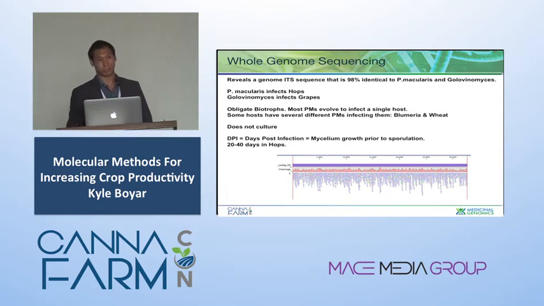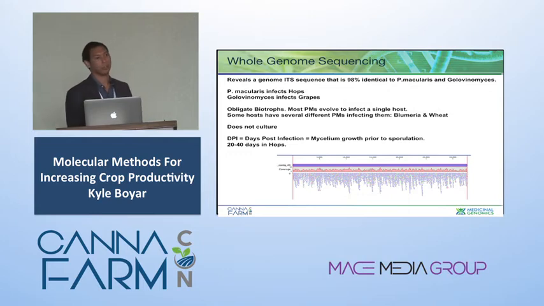What's interesting, especially about PM, though, is PMs are very unique, and they've evolved to their particular hosts. So you've got hops, which is infected by something called P. macularis, and then you've got Golovinomyces, which affects grapes. When we were designing these tests, we took the primers from the literature for each of these, and we tried to amplify it on known cannabis PM, and we're not getting any hits. Nothing's happening here. So we thought, well, this doesn't work. Let's figure out what the heck it is.